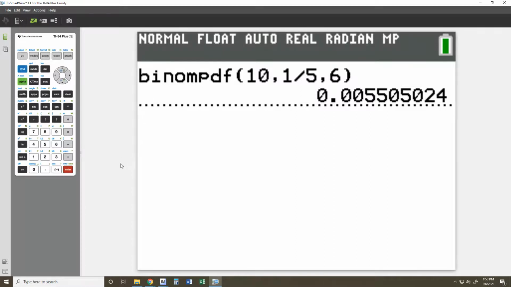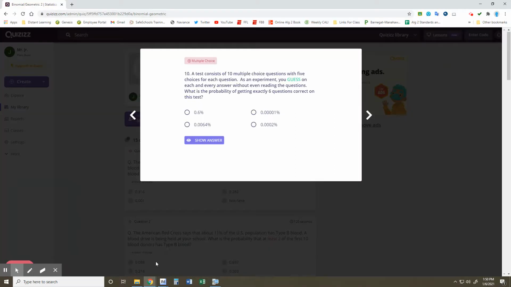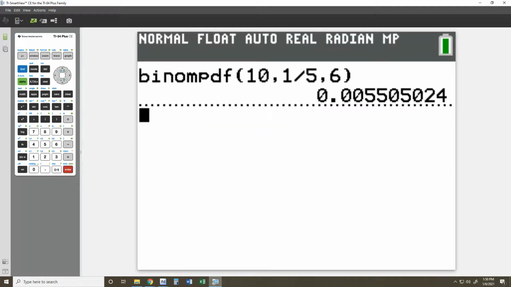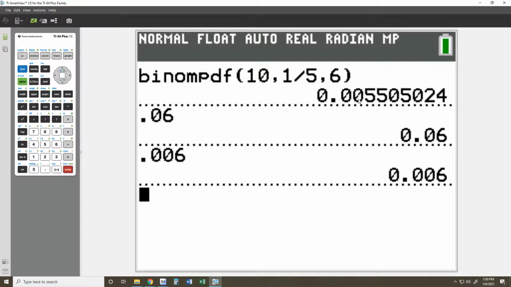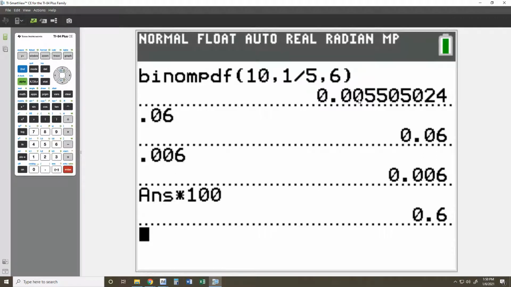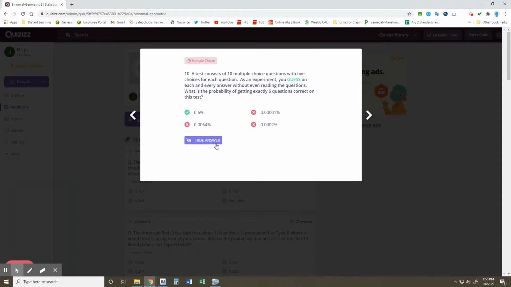0.0055. Now, I think this one had a little bit of a typo, actually. Oh, no, it didn't. 0.0055 would be 0.06. See right there, round. No, I'm sorry. What am I doing? Let's bring that back a little bit. It would be 0.006, which you converted to a percentage would be 0.6%. Yep, there's no typo here.